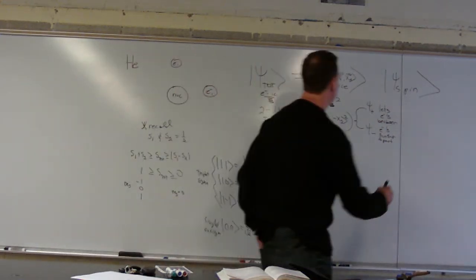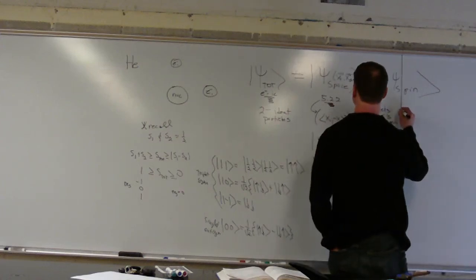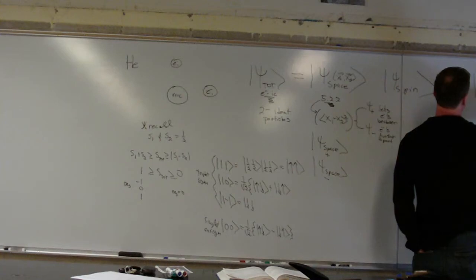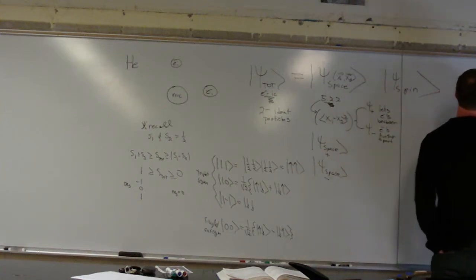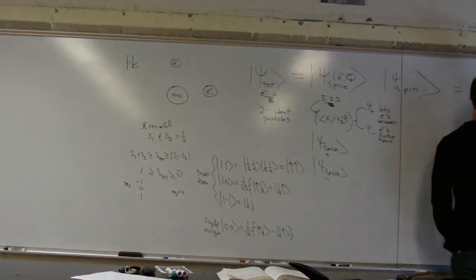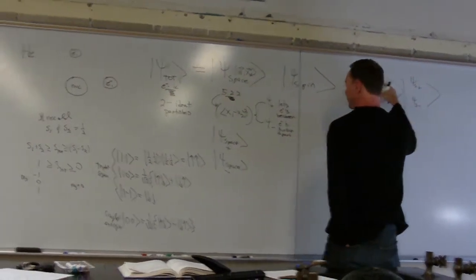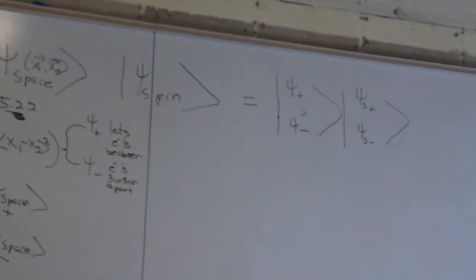So what we have over here, the possibilities are, we can have a psi plus or a psi minus. And then over here we can have a psi spin plus or the psi spin minus. So that's symmetric, antisymmetric, symmetric, antisymmetric. Right?